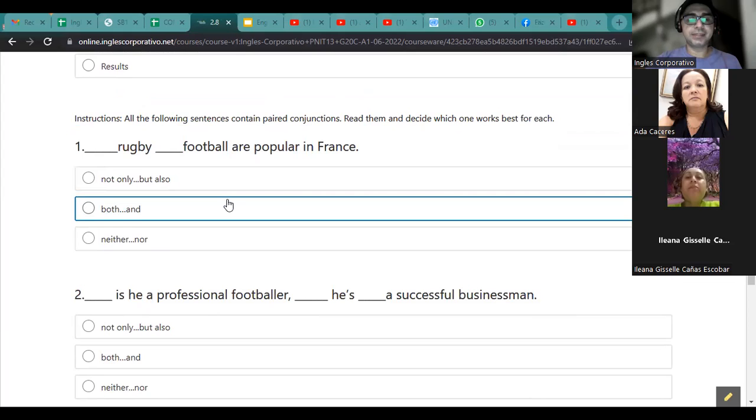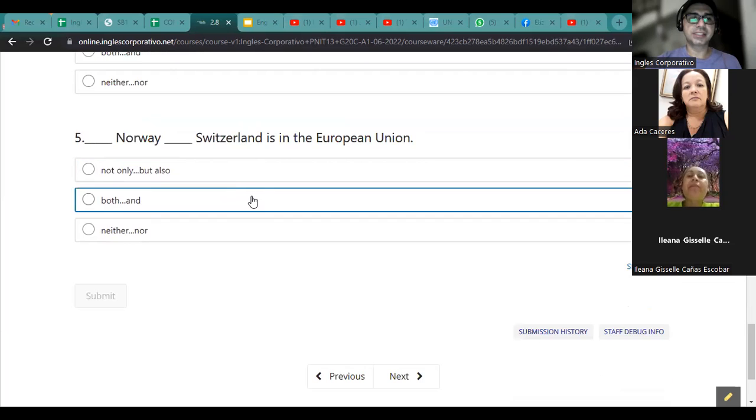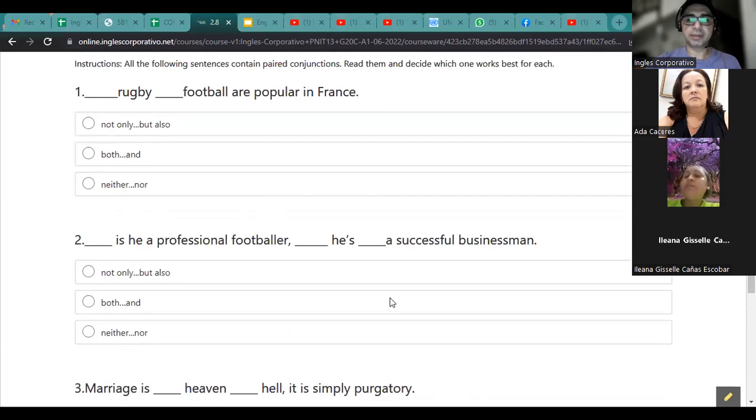And then in the second part, it says all the following sentences contain pair conjunctions. Read them and decide which one works best for each. So we're going to just take what will be the best option for that one.